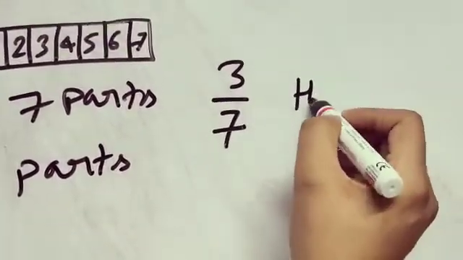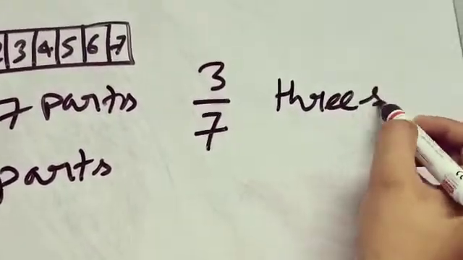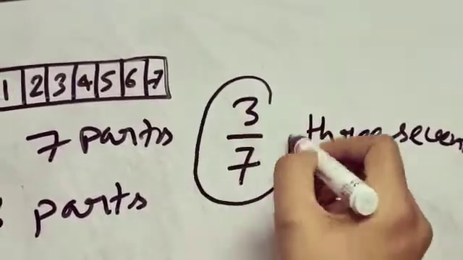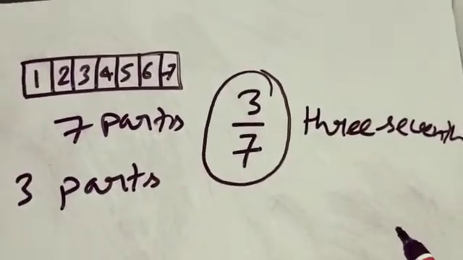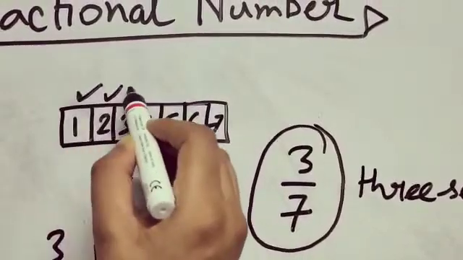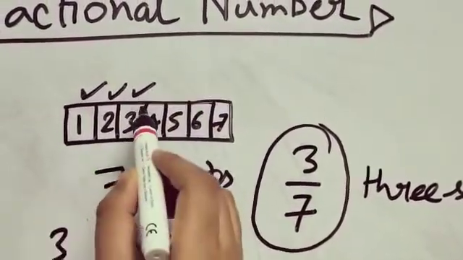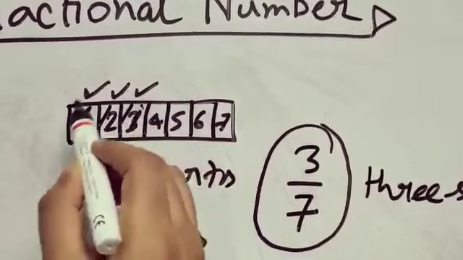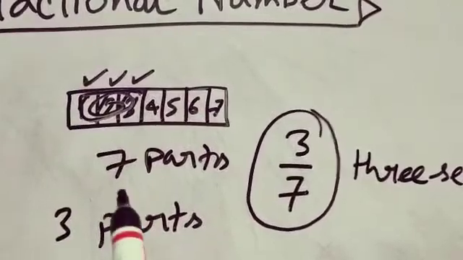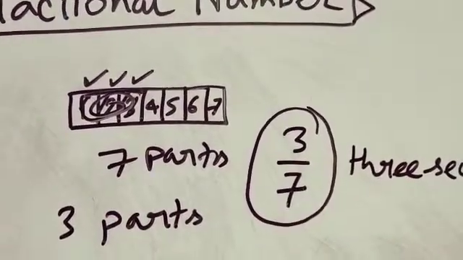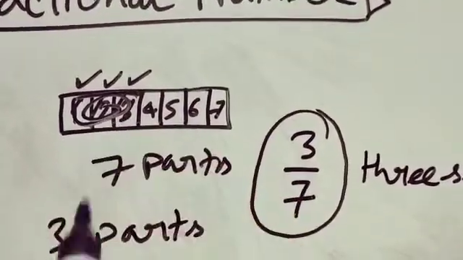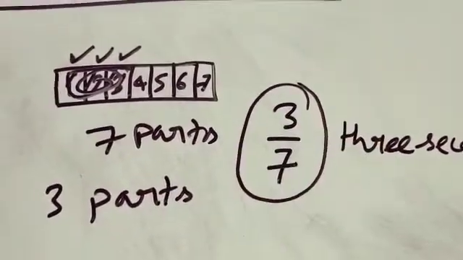It is also called as 3/7. So this is a fraction or a fractional number. Clear? That means from these 7 parts you are taking only 1, 2, 3. That means these 3 parts. You are taking only this part. So this is called a fraction. That means you are taking some portion of a whole thing. That means the whole thing was 7 parts. You are taking only 3 parts of them. So 3 by 7 is a fraction.